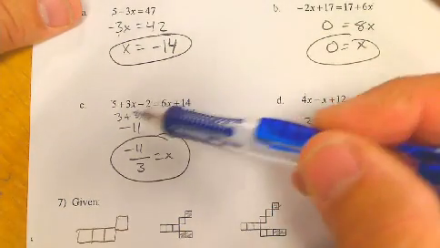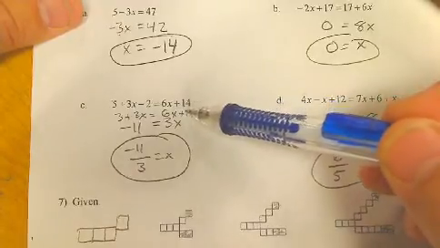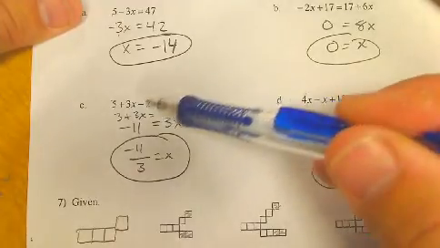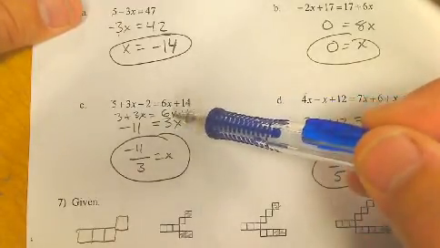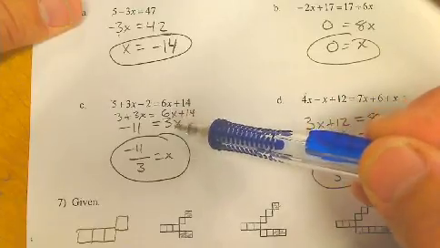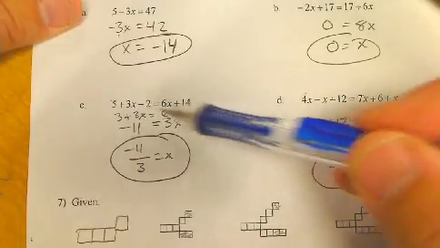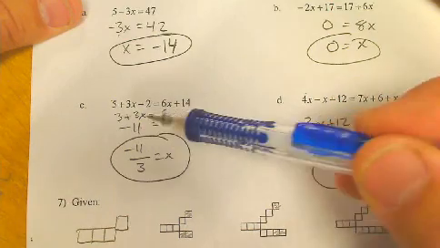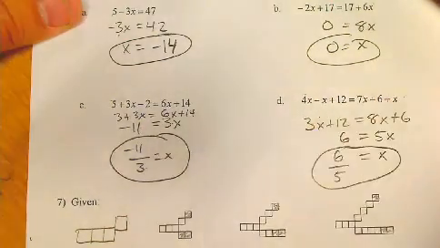Combine like terms, and then I subtracted 3x from both sides, so 6x minus 3x is 3x. Subtract 14 from both sides, and that's how I get the negative 11. Divide, there I am.